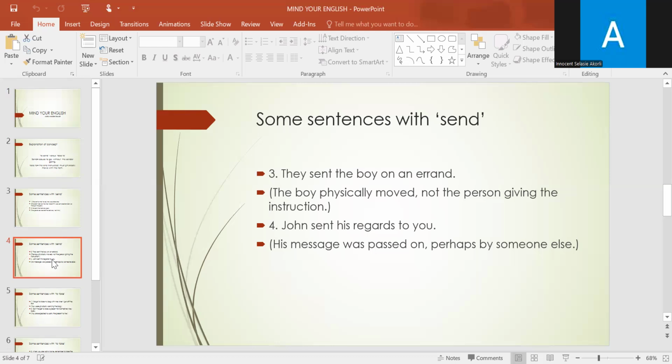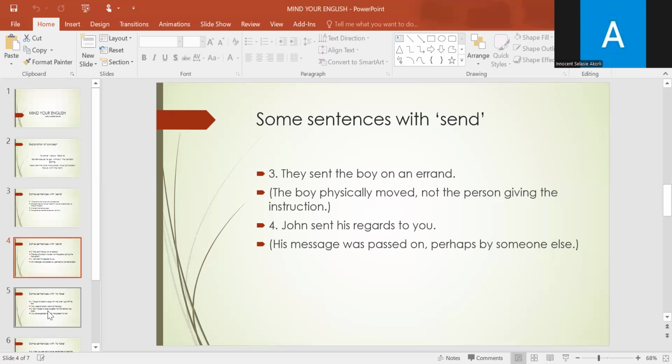So you can see clearly that send has an idea of you sitting wherever you are and you cause something to move or someone else to move to do something.